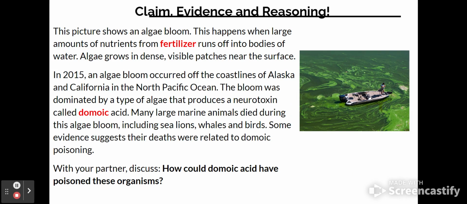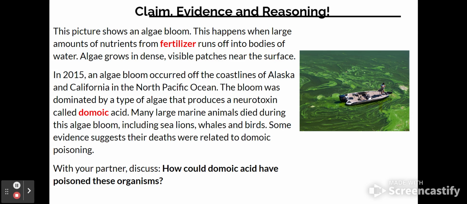Now, this picture shows an algae bloom. This happens when a large amount of nutrients from fertilizer runs off into a body of water. Algae grows in dense, visible patches near the surface, and it looks like green scum. Now, in 2015, an algae bloom occurred off the coast of Alaska and California in the North Pacific.